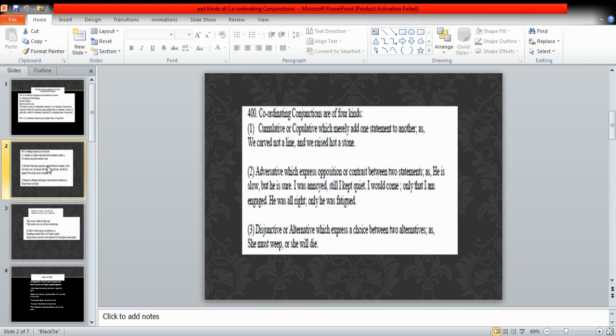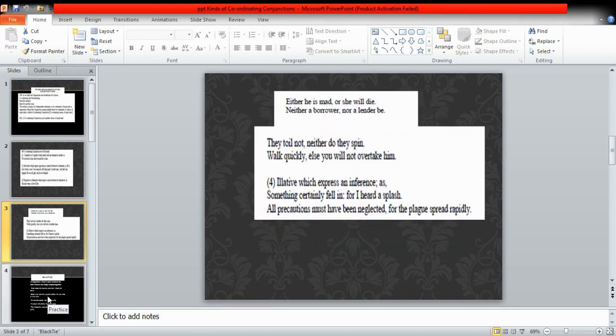So in such kinds of sentences, whenever you have a sentence where two statements are there in which a choice is there, in which you feel as if in one statement one thing is happening and in the other statement some other thing is happening, and a sense of choice is there, you would see a conjunction like: she must weep or she will die. So or is the conjunction used over here, which is called disjunctive or alternative conjunction because it is expressing a choice between two alternatives.